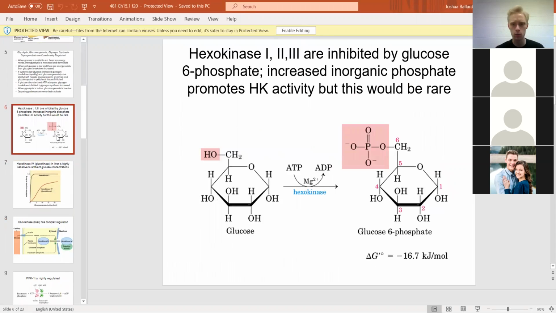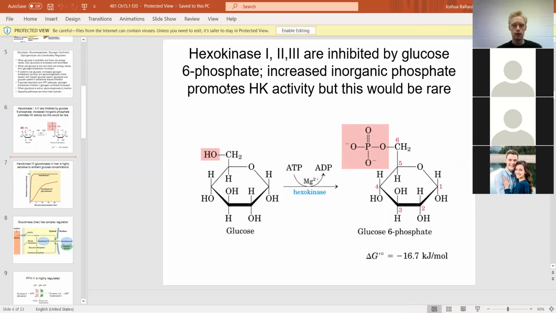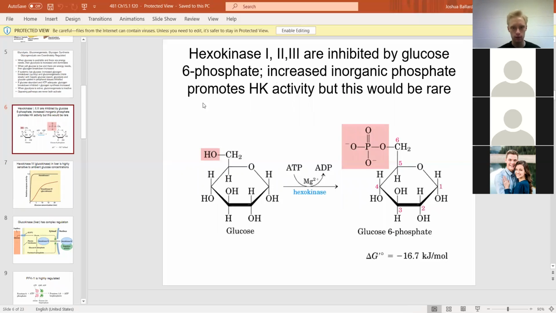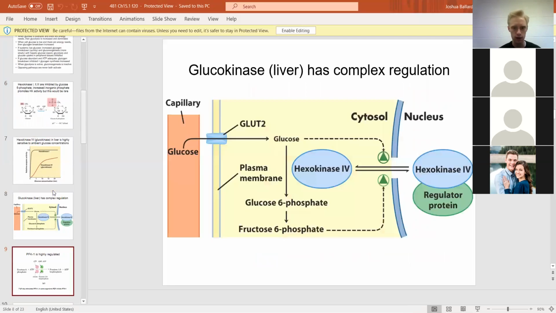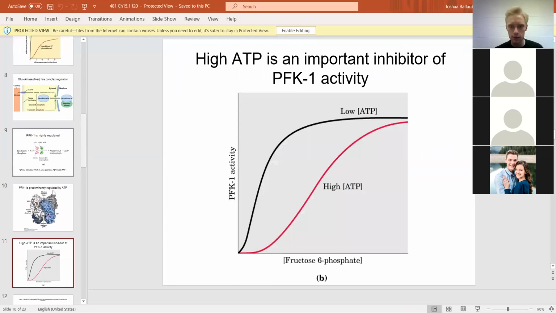These next two slides are also important to review. What differs between hexokinase 1, 2, and 3? What are they inhibited by? And hexokinase 4, which is in the liver, glucokinase, is highly sensitive to glucose concentrations. And then just hexokinase 1, 2, and 3. I think there will be a question on that. PFK is highly regulated.